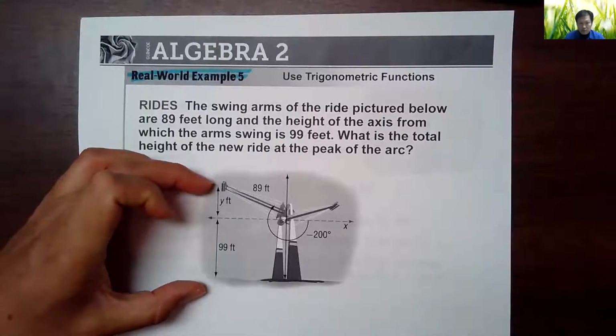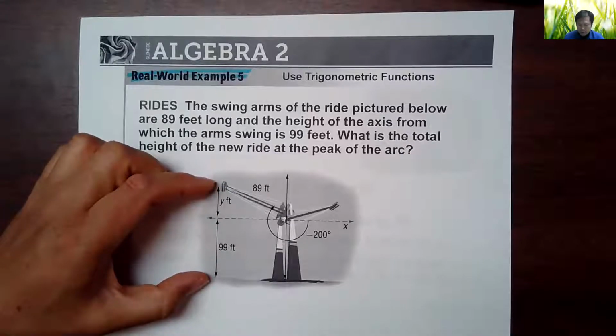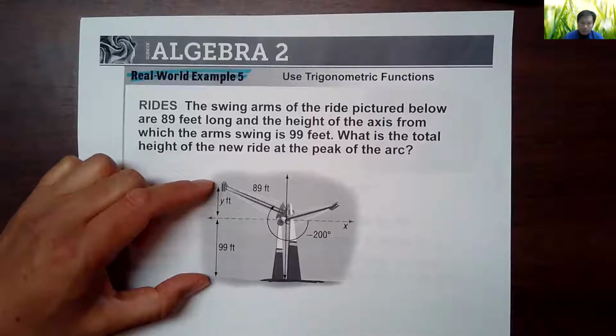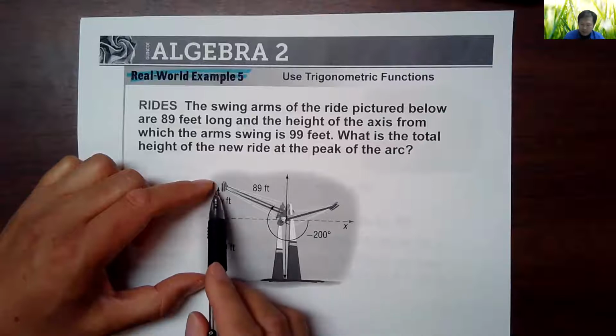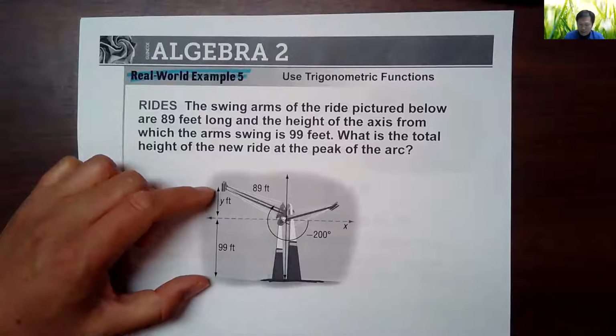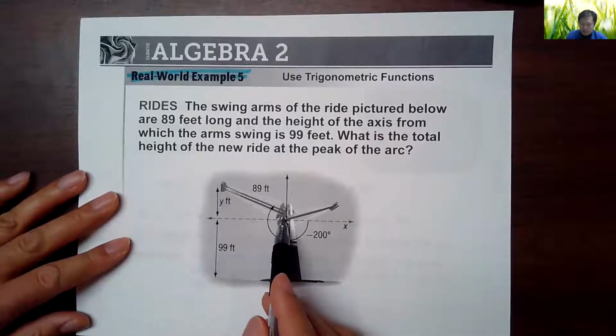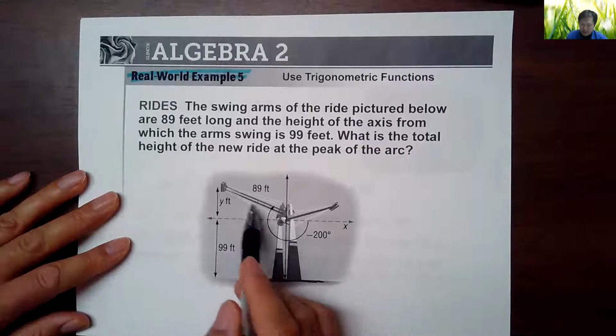So, this height, all the way from the ground to the very top. So, we will have to calculate y first and add 99 to get the final answer. In this situation, if you look at it, you can form a right triangle right here. This is a right triangle we need to deal with.